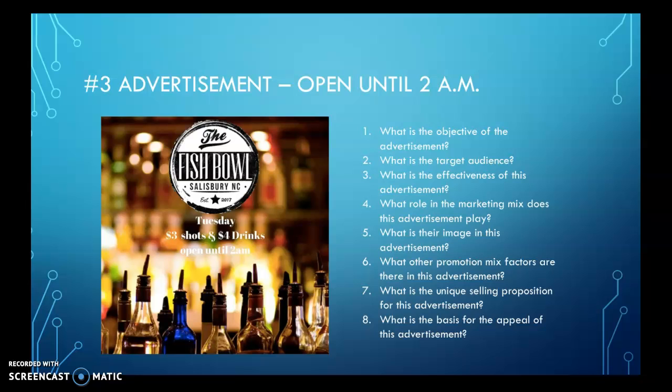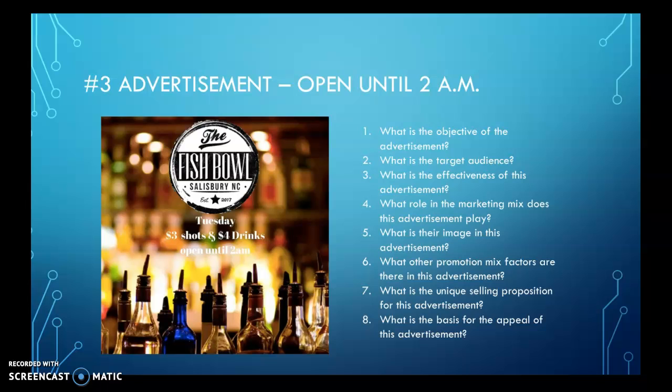What is their image in this advertisement? Your image is you're differentiating products here by their price. So you have the $3 shots, you have the $4 drinks, your logo is in there, and you have obviously a faded image of the bar, so it shows that you have a bunch of different types of liquors that you can get for those $3 shots.